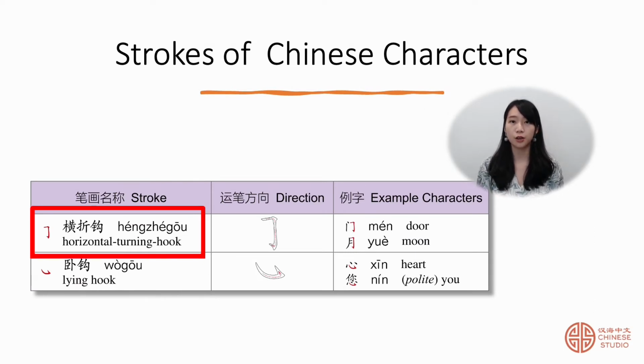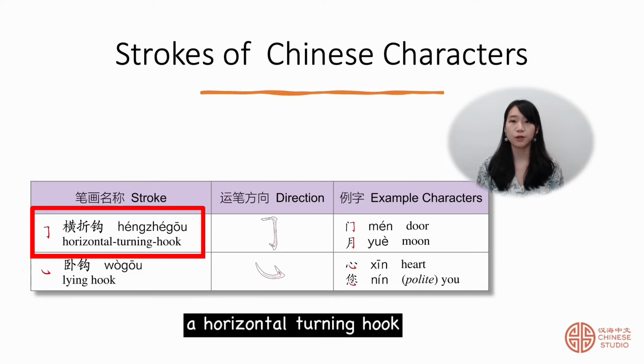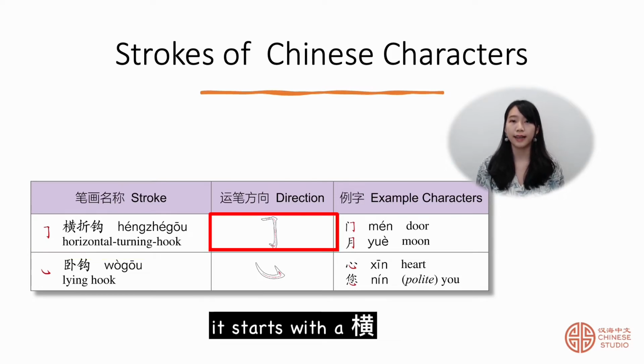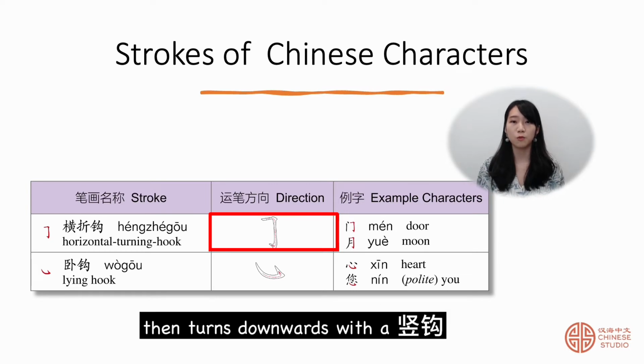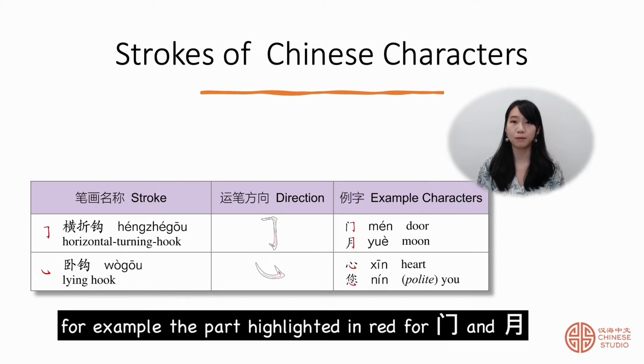横折钩 A horizontal turning hook. It starts with a 横, then turns downwards with a 竖钩. For example, the part highlighted in red for 门 and 月.